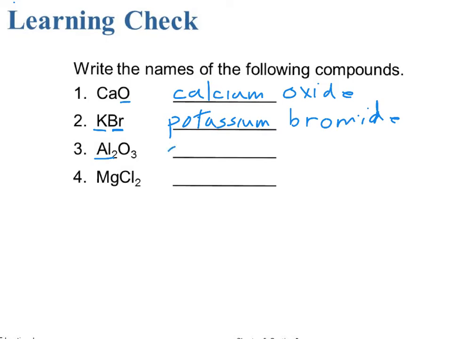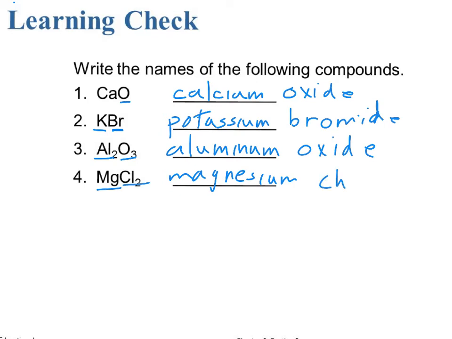Our metal here is aluminum. Our nonmetal is oxygen, so oxygen becomes oxide. Metal is magnesium. Our nonmetal is chlorine, and chlorine becomes chloride. Chemistry is easy, life is hard, yes?